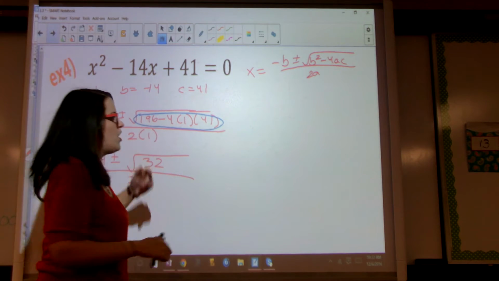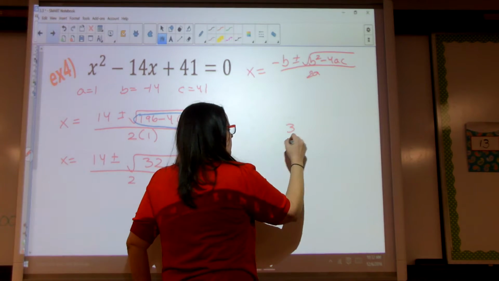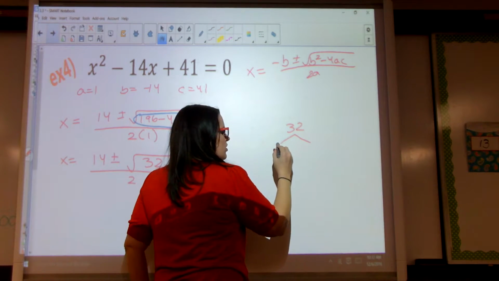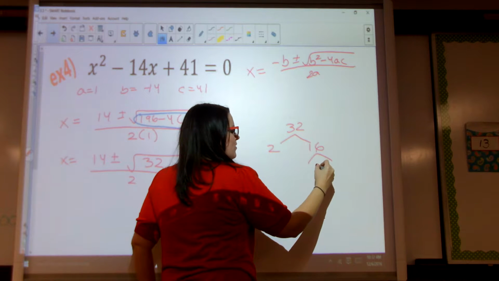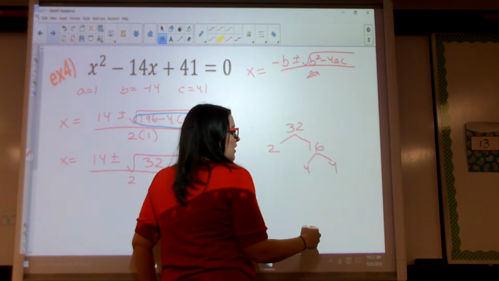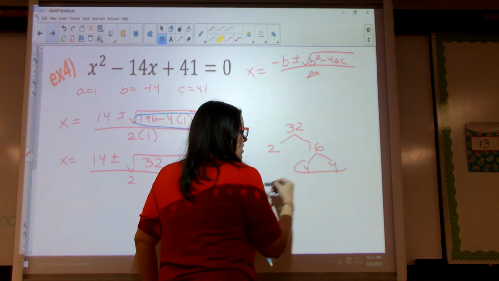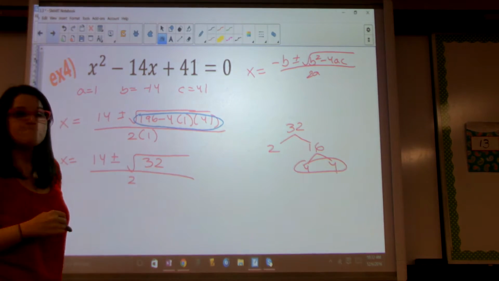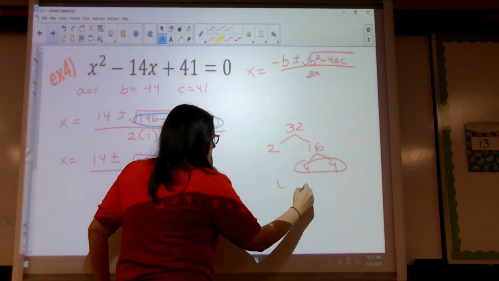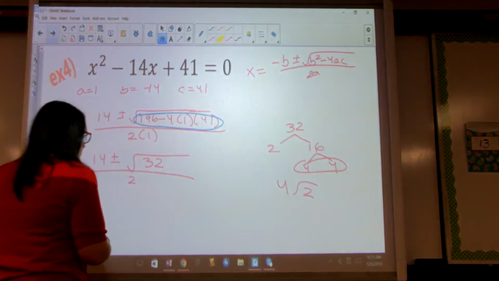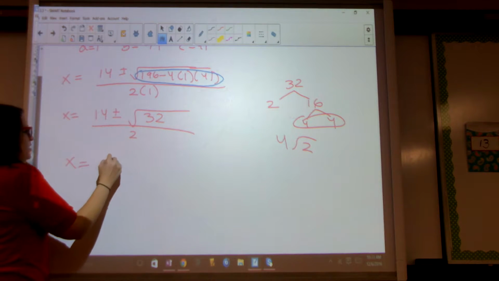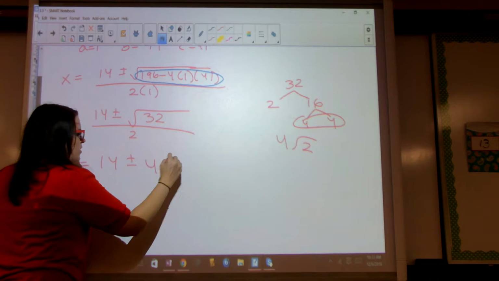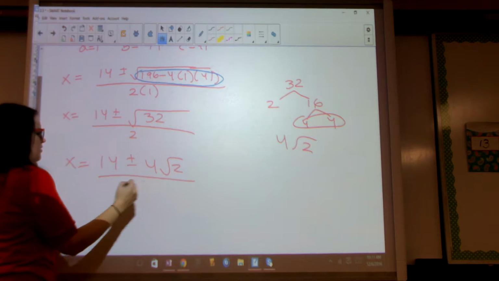Is 32 a perfect square? Nope, so let's tree it. 2 and 16. Then I go 4 and 4. Can I go ahead and say it's a pair? Do I have to keep going? That is 4 square root of 2. Okay, so let's replace that term. So I have 14 plus or minus 4 square root of 2 all over 2.